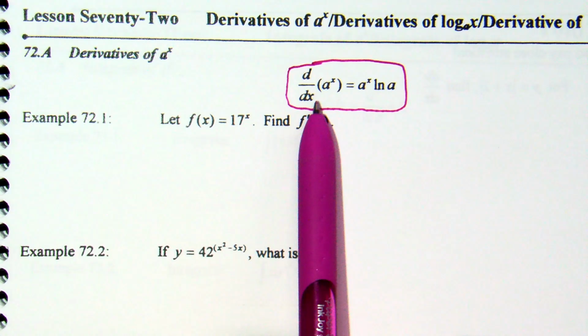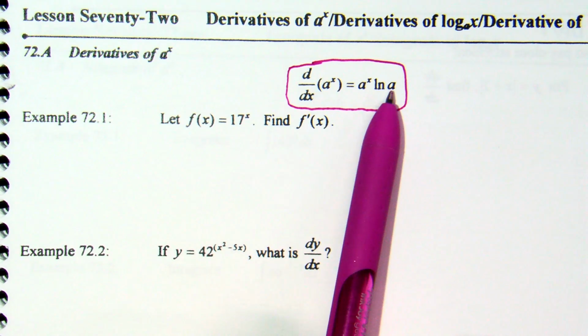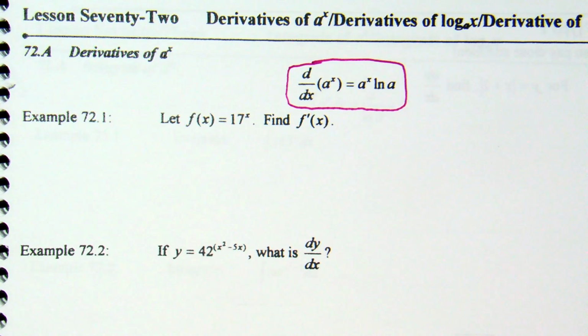Now, think about this. If this a was e, the derivative of e to the x would be e to the x times the natural log of e. Well, what would be the natural log of e? 1. And so 1 times e to the x would still be e to the x. So this rule does work for e to the x also, but we learned e to the x a long time ago, and it's just easier to remember that e to the x is e to the x.